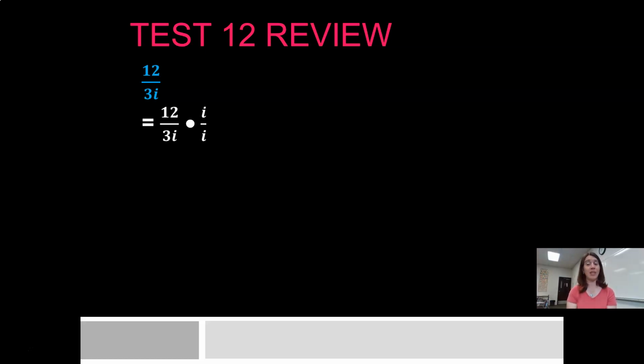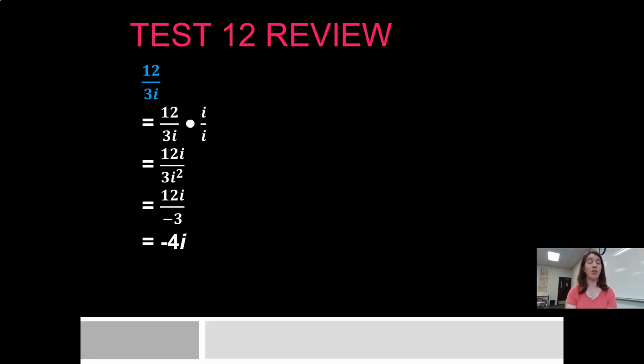The number 3 is not the issue in the denominator. It is only the letter I. So I'm multiplying both the top and bottom of my fraction by I. When I do that, I have 12I in the numerator, and 3I times I is 3I squared in the denominator. Well, what is I squared? We know that's -1. So 3 times -1 makes -3 in the denominator. We've done the main goal, that we've removed the I from the denominator. That's what it meant to simplify or to rationalize. But we have one more step on this question. We're able to reduce that fraction. 12 divided by -3 is -4. So my final answer would be -4I.